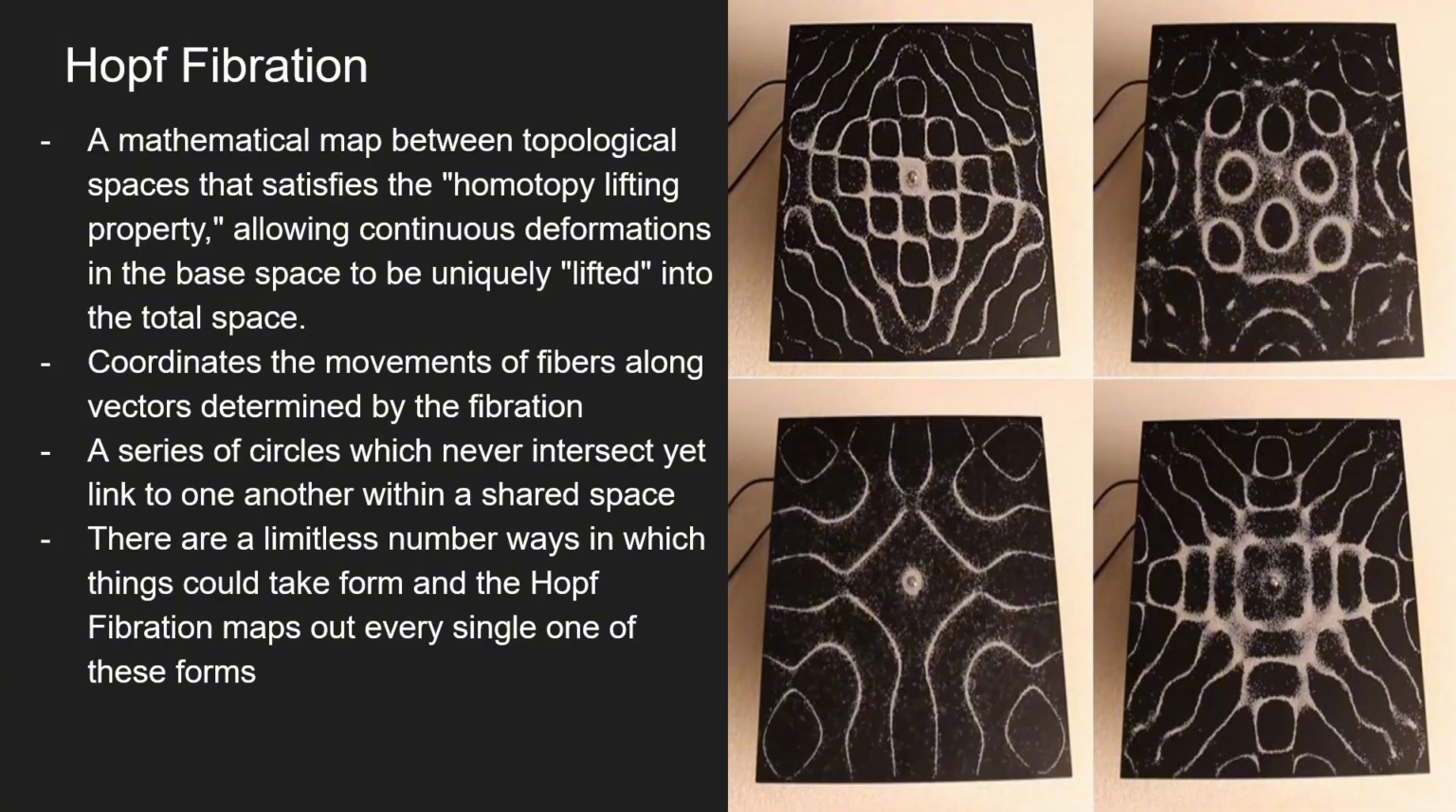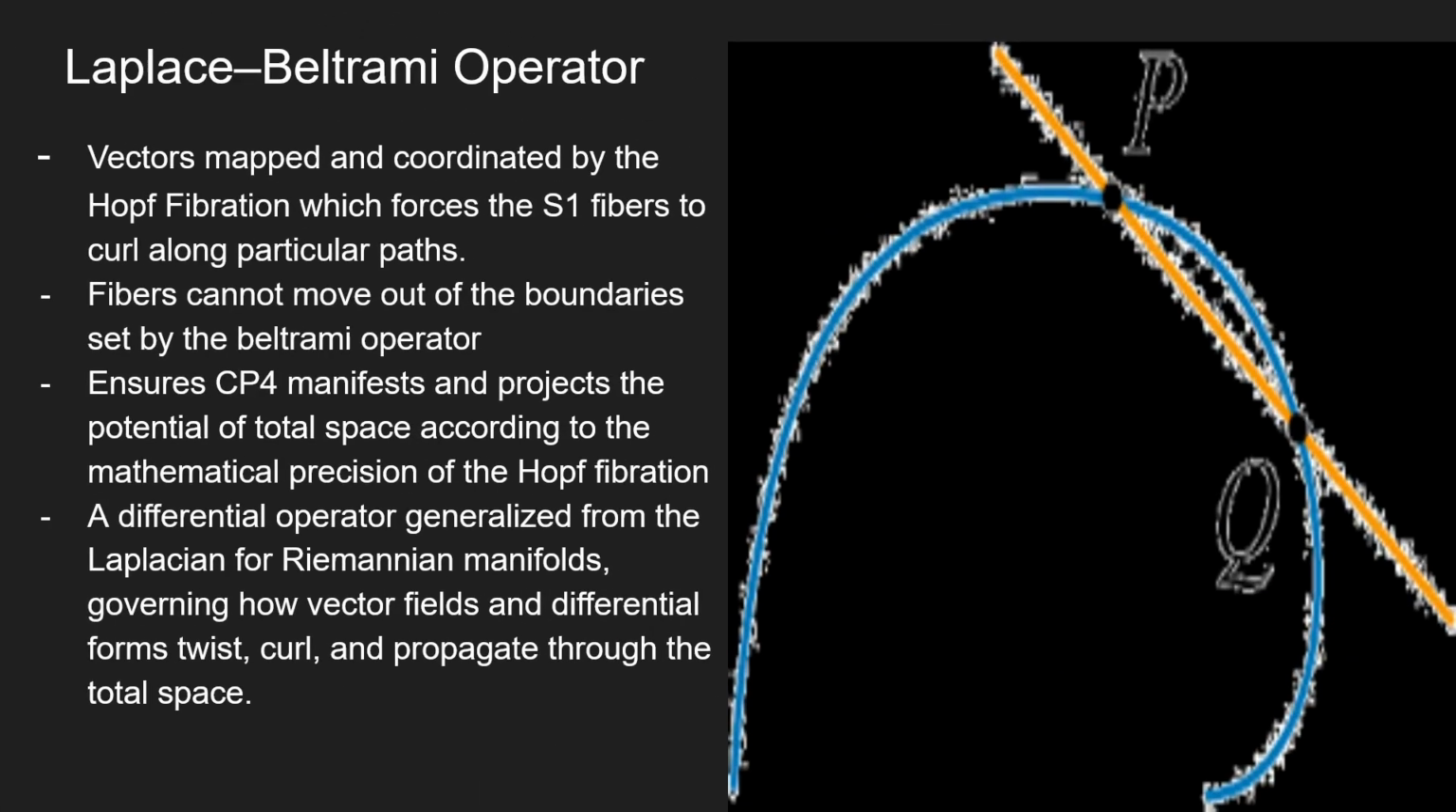Okay, so basically, it knows everything that could happen, but the S1 fibers can only make one thing happen at a time. And without this knowing of everything that could happen, the S1 fibers would have no way to make anything happen at all. And so this leads to the Beltrami operator. These are vectors mapped and coordinated by the Hopf fibration, which forces the S1 fibers to curl along particular paths.